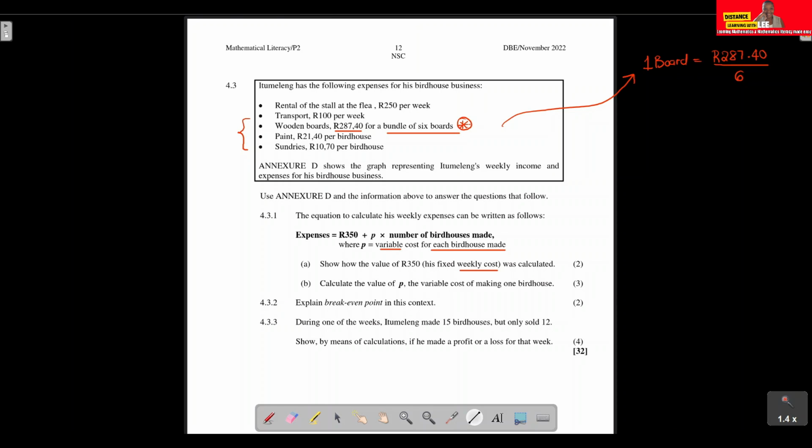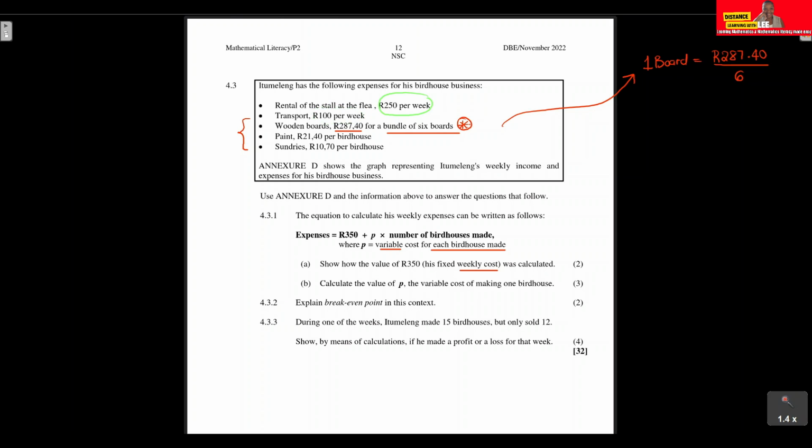With mathematical literacy, the wording always guides you on how you need to answer your questions. Look at what is being emphasized. In this case, we want to show how the value of 350, which is the fixed weekly cost, was calculated. When we look at the information given to us, what are the weekly costs? It is the rental of the stall at the flea market, which is 250 per week. That is the first weekly cost. The other weekly expense that he has is the 100 Rand per week.